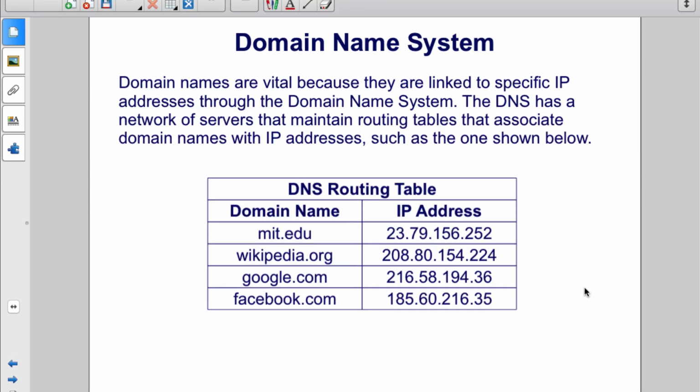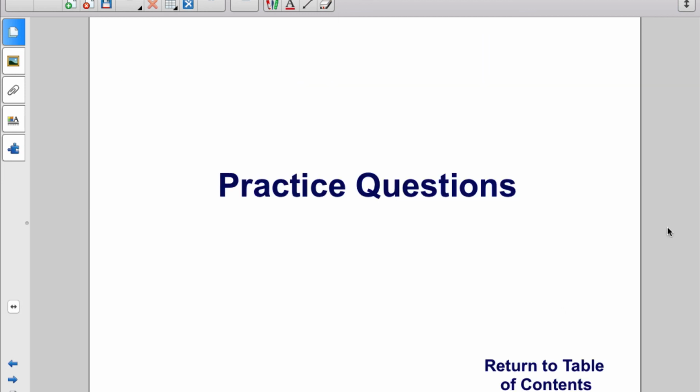Domain names are vital because they are linked to specific IP addresses through the domain name system. The DNS has a network of servers that maintain routing tables that associate domain names with IP addresses, such as the one shown below. Practice questions.